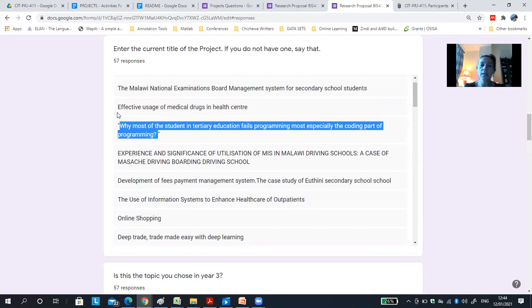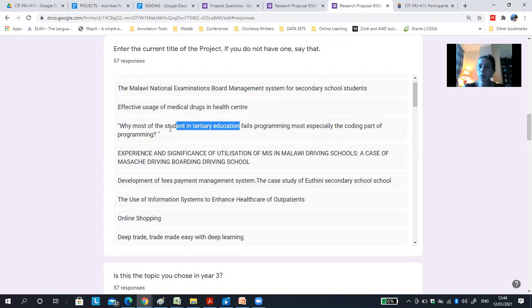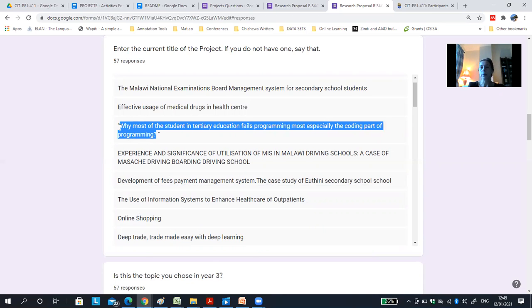Why most students in tertiary education fail programming. Okay, so this is not grammatically correct. Again, you need to go and polish that. Fail programming, most especially the coding part of programming. Well, what other parts are there? Again, when you look at this title, you realize the student needs to be more clear in terms of the area of research.